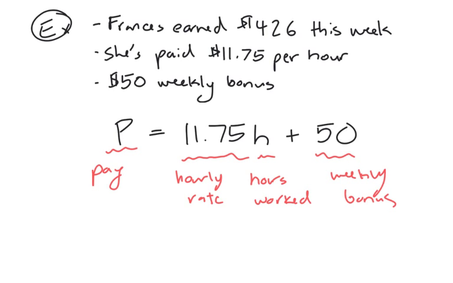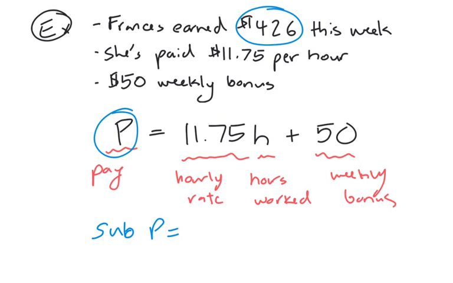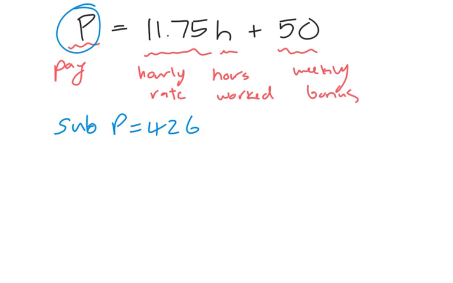At the end of this question, we want to figure out how many hours she actually worked. The variable that we're given is the pay. We're told that she earns $426 this week. Therefore, we're going to substitute in that number. I'm going to write sub P equals 426. I'm going to move this up to make more space for myself. When I substitute in that number, I'm going to put it in brackets. So 426 is equal to 11.75 times H plus 50.